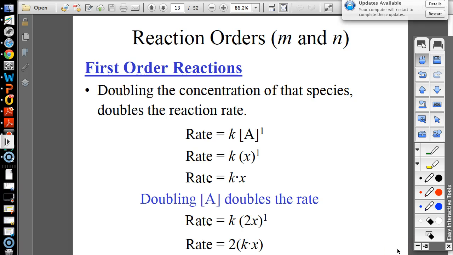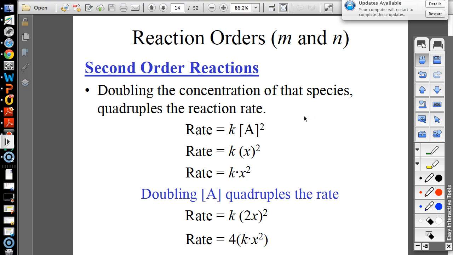And then we only have 1 kind left, so that's not too bad. Second order: when I double the concentration, I'm going to quadruple the rate. If I triple the concentration, whatever times 9 would be the rate. So, do y'all have a question? No. So doubling the concentration of that species quadruples the rate. So notice that my power on my concentration here is a 2.